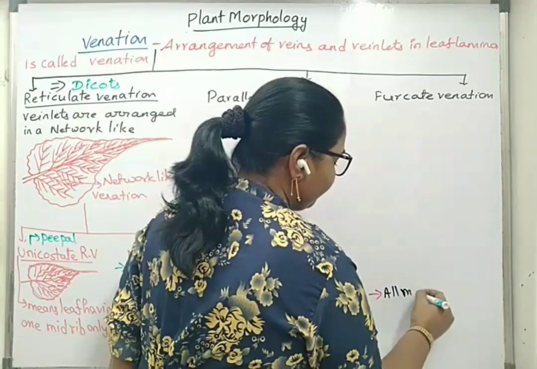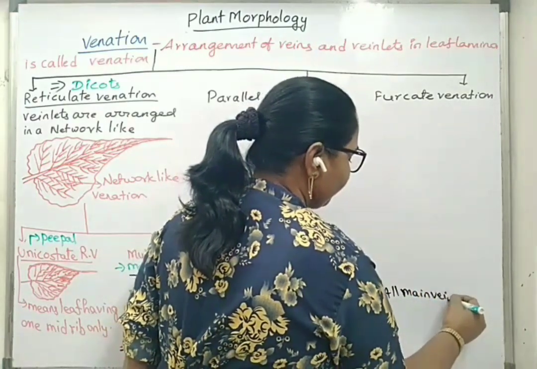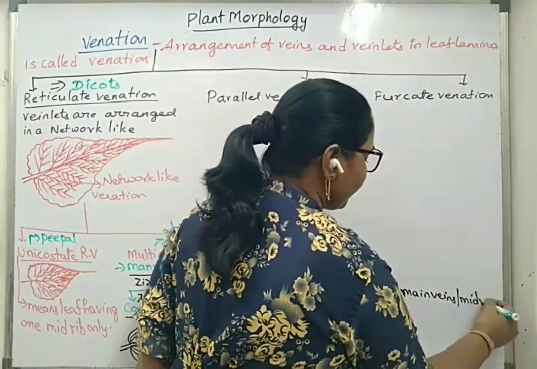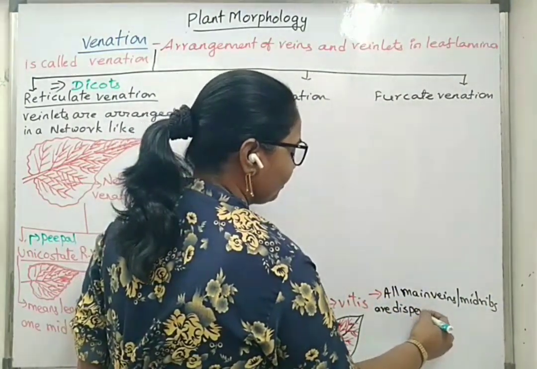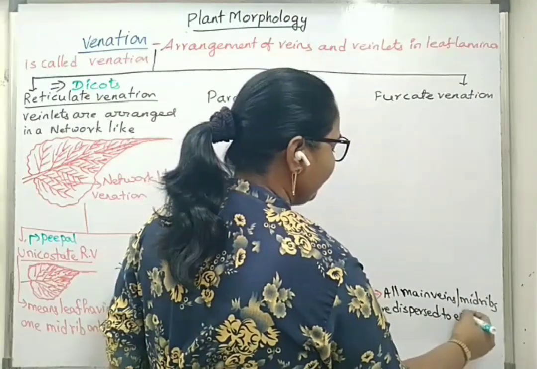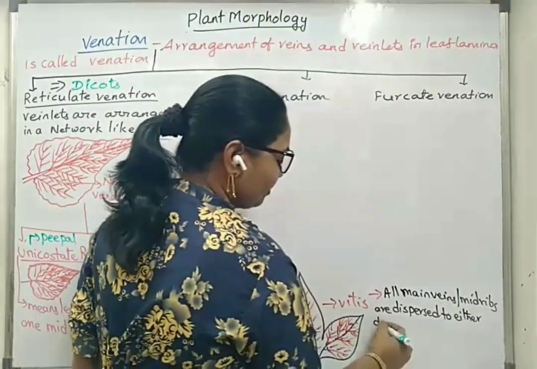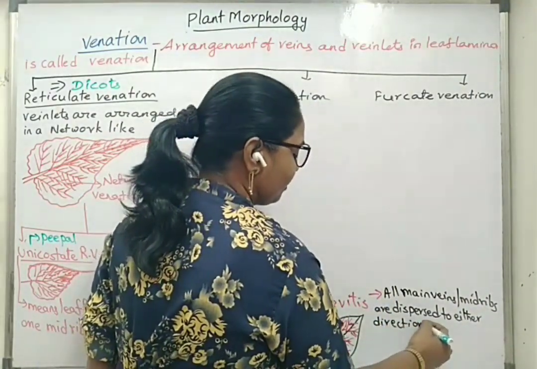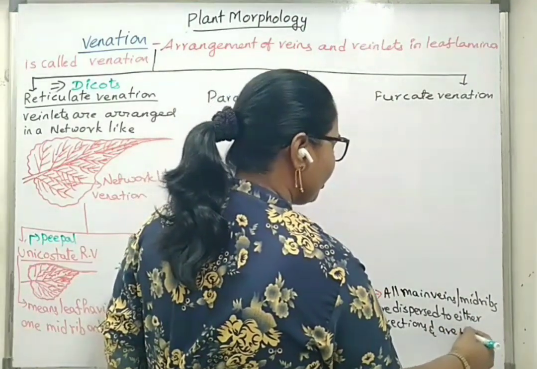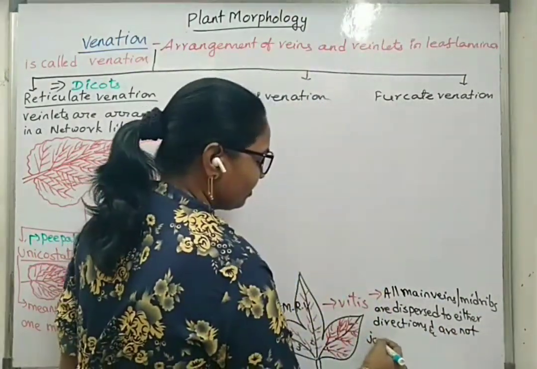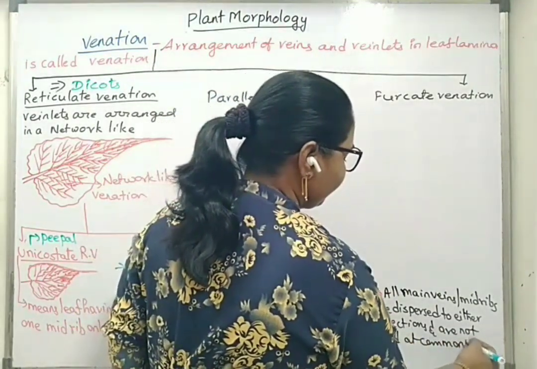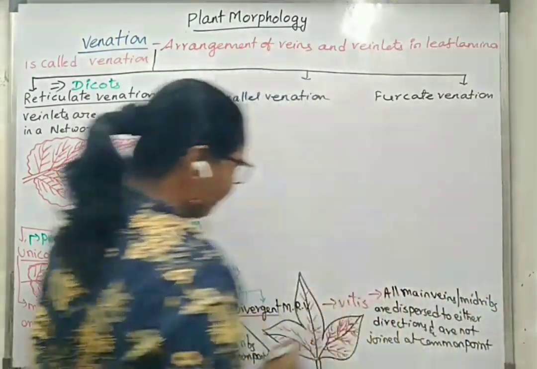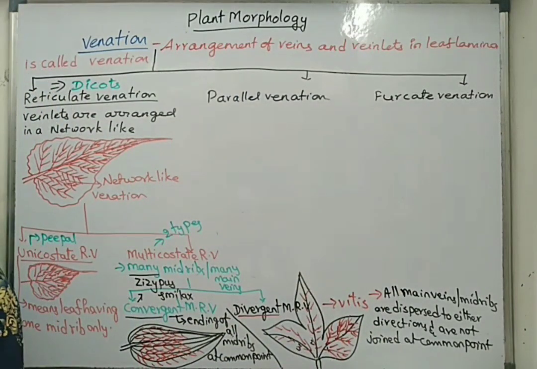All main veins or midribs are dispersed to either directions and are not joined at a common point. So this is about divergent multicostate reticulate venation.